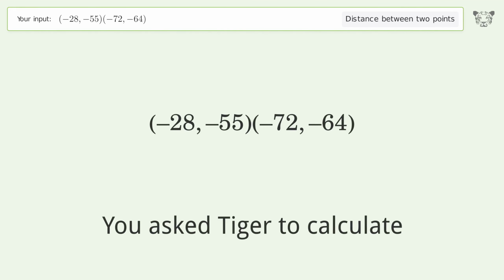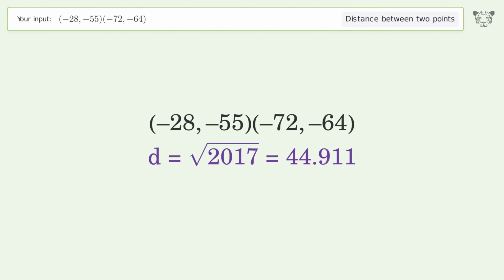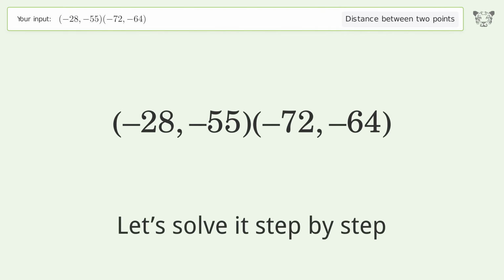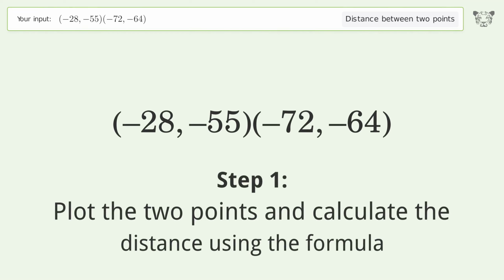You ask Tiger to calculate. This deals with the distance between 2 points. The distance between the 2 points is the square root of 2017, or 44.911. Let's solve it step by step. Plot the 2 points and calculate the distance using the formula.